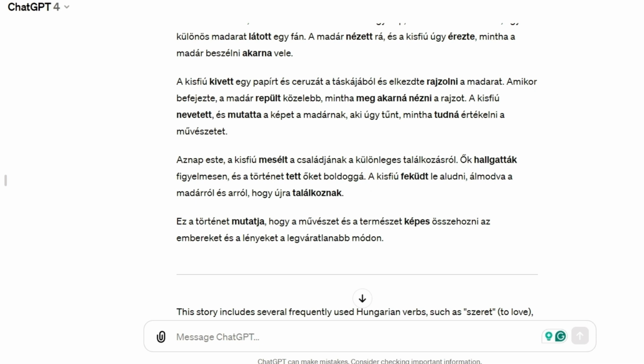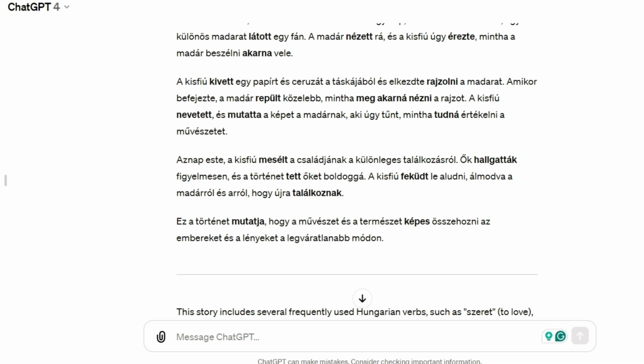The phrase "és a történet tett őket boldoggá" seems off. The correct structure is "és a történet boldoggá tette őket". Okay? So that's not okay. The grammar is not okay.